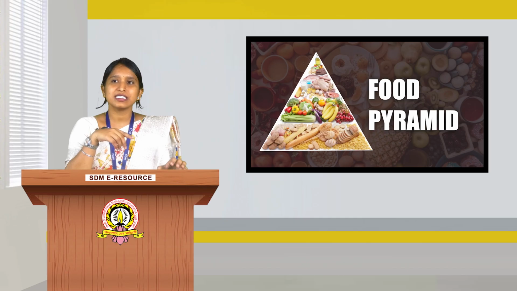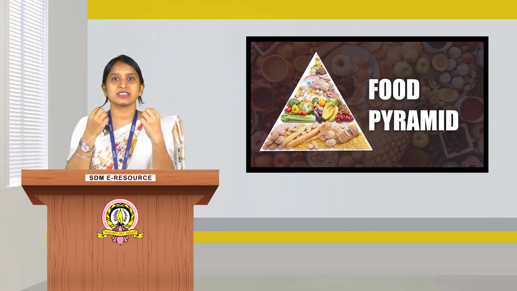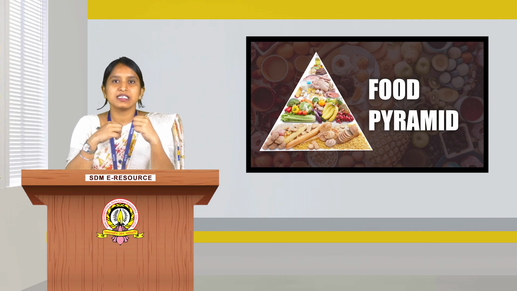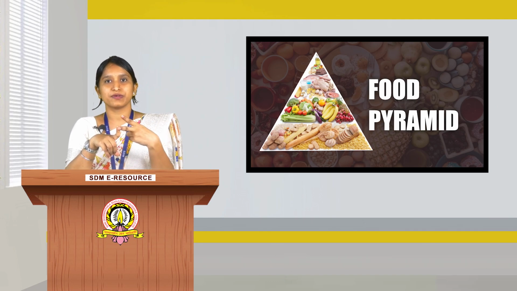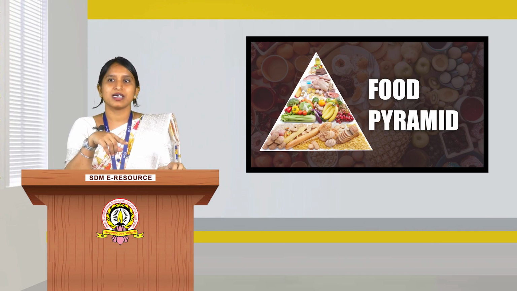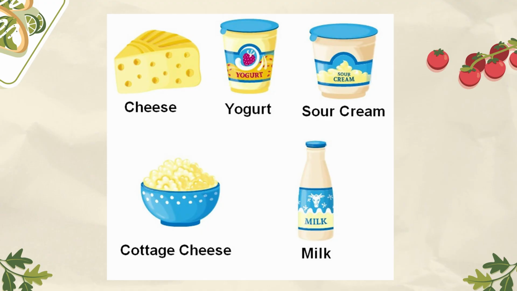What is meat and meat products, and why do we have to eat this? These are nothing but the muscle and tissues of animals. And these are rich mainly in protein and vitamin B12. These are very good for body growth. And can you see here? These are some of the products of milk.